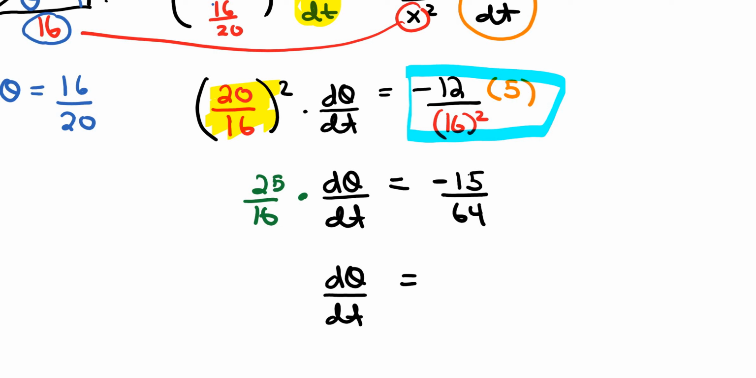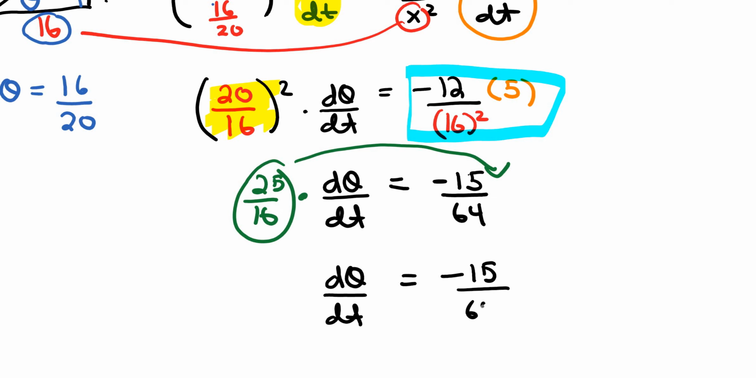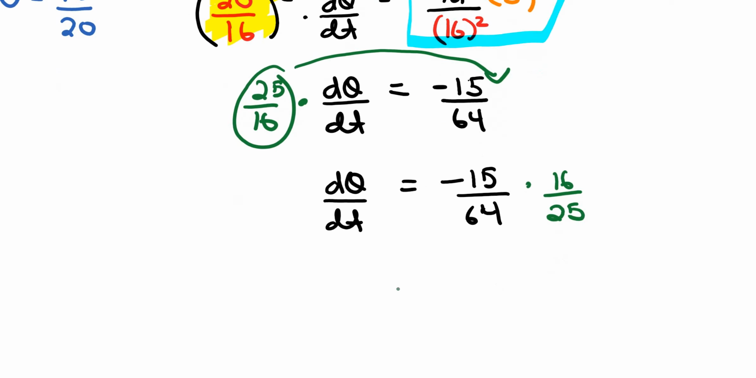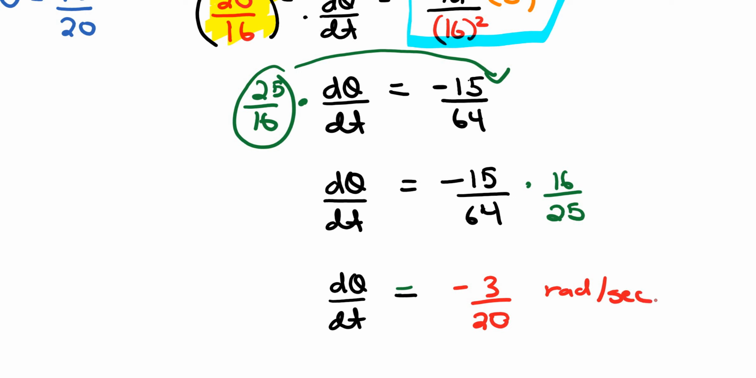And then I guess I can bring this to the other side, and that's going to be negative 15 over 64. And basically you're now multiplying by the reciprocal, which is 16 over 25. And then I would go to my calculator and just get the final answer here. My final answer there is going to be negative 3 divided by 20, and that's measured in radians per second. All right, so that's it for that particular video.